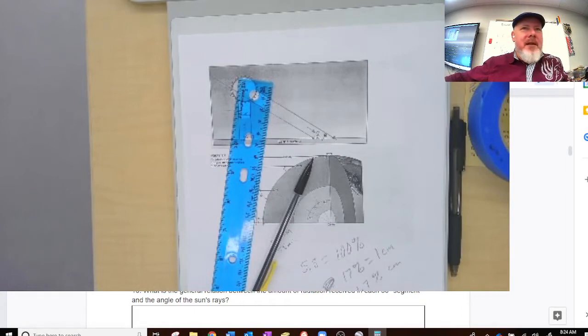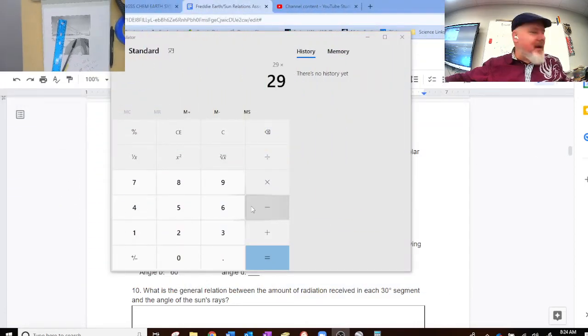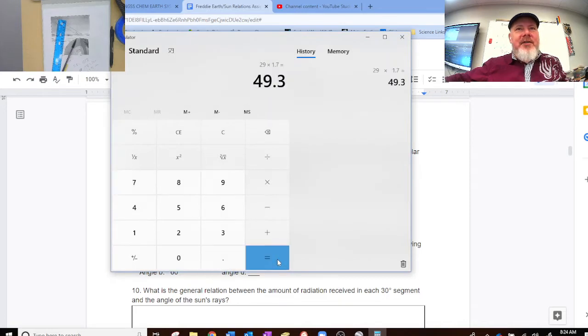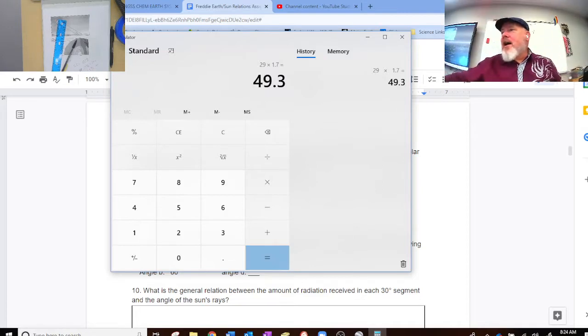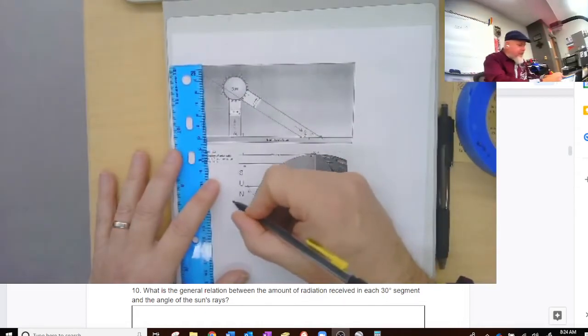29 millimeters multiplied by 1.7, and that should come to about 49.3. Let me show you my calculator on screen. And if you look at the picture, we're off by decimals here because we're measuring, we can't get everything, but if you look at it, it's about 50%.